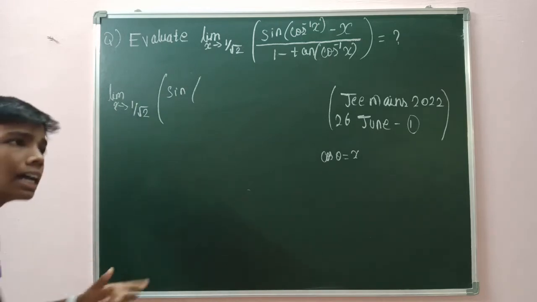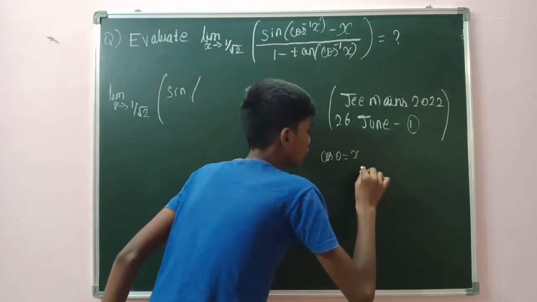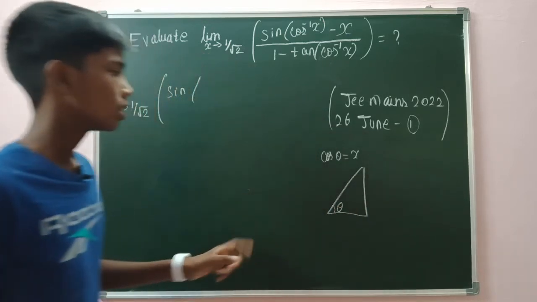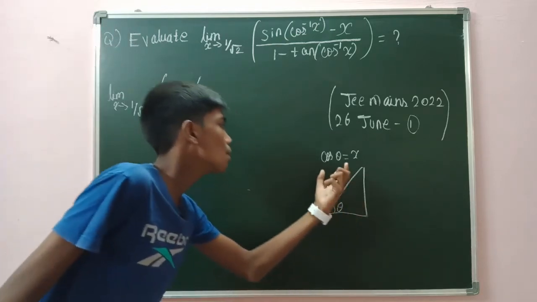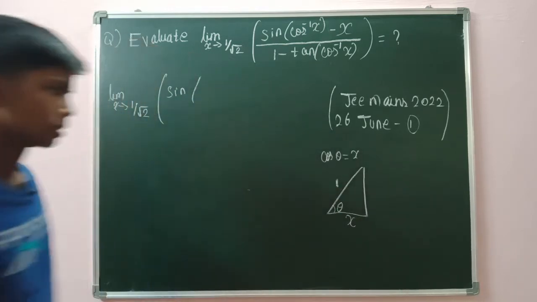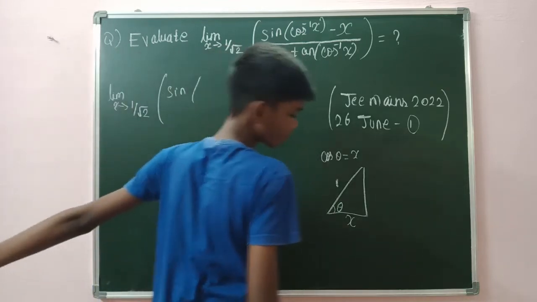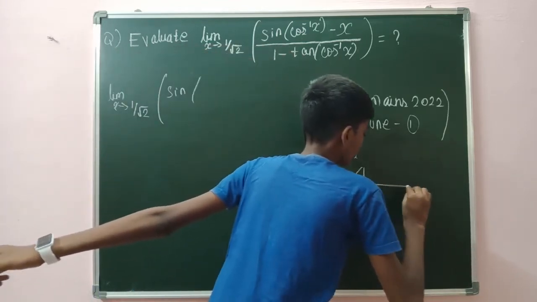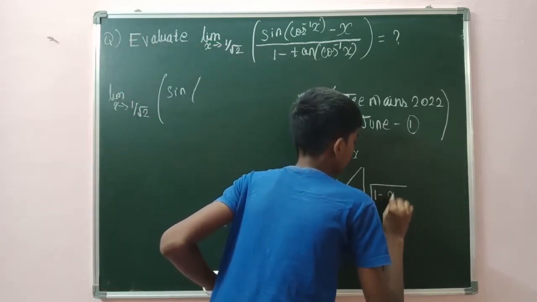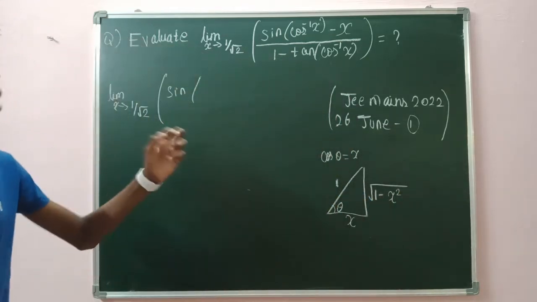What is cos theta? It is adjacent by hypotenuse. So when you use the triangle method, take this angle as theta. Cos theta is x, and cos theta is nothing but adjacent by hypotenuse. So this shows that the adjacent is x and the hypotenuse is 1 unit. So what will be the opposite? Use your Pythagoras theorem: the opposite is root of 1 minus x square.